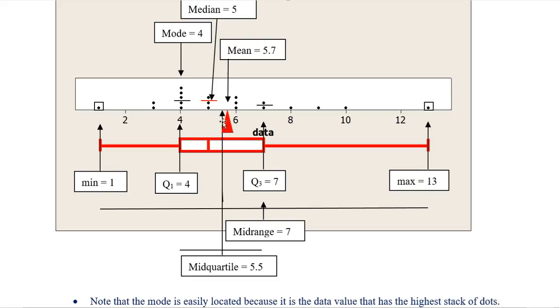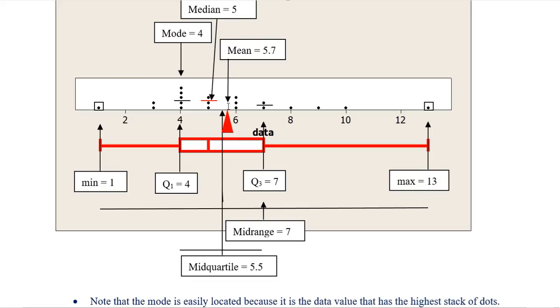The mid-quartile is right here. And notice that line is exactly halfway between the line for Q1 and Q3. However, it's not necessarily the same as the median, or the mean for that matter. The mid-range is 7, which occurs right here, and that's exactly the same distance from the minimum up to the maximum. But notice in this case, basically a quarter of the data is above it and 3/4 below it. It's the same as Q3. So it's definitely not the middle in that sense.